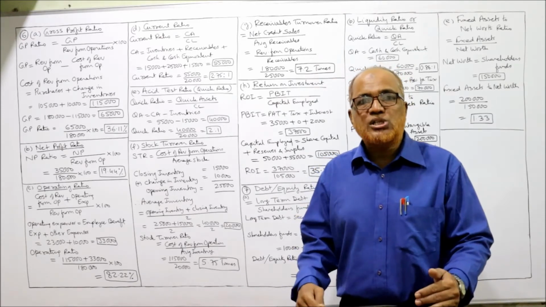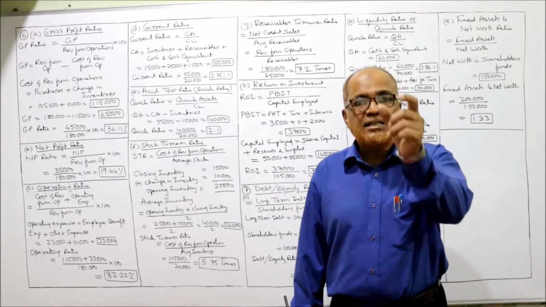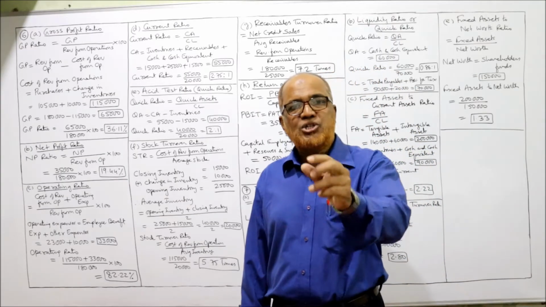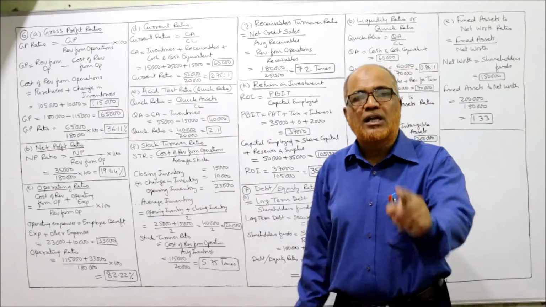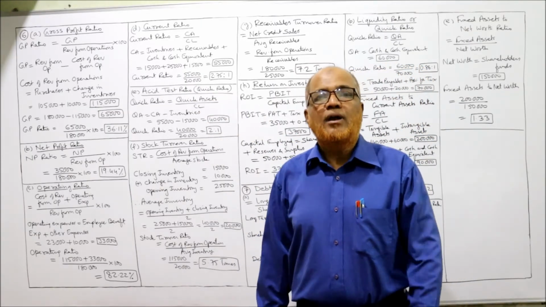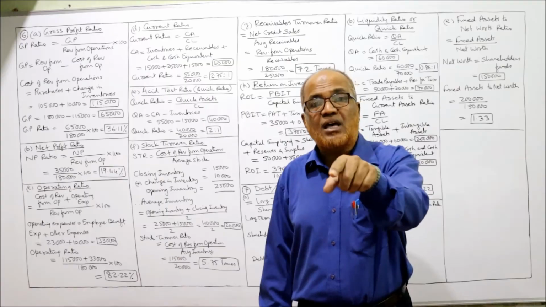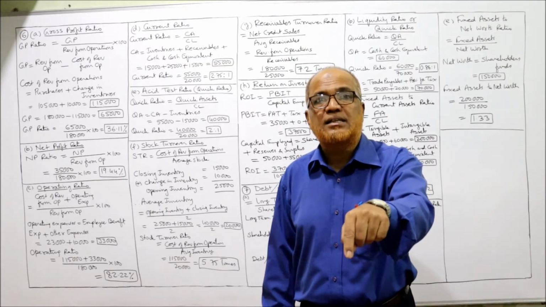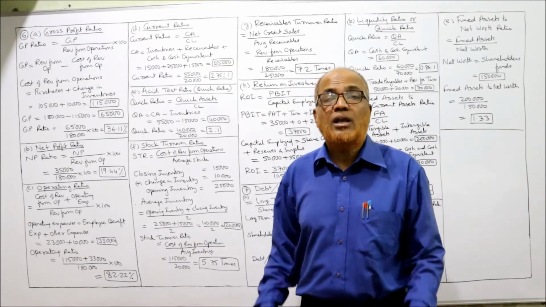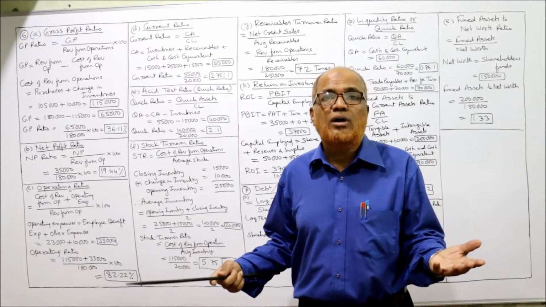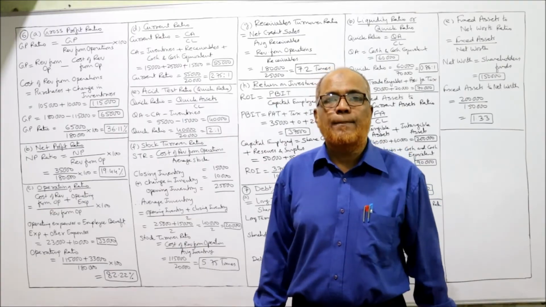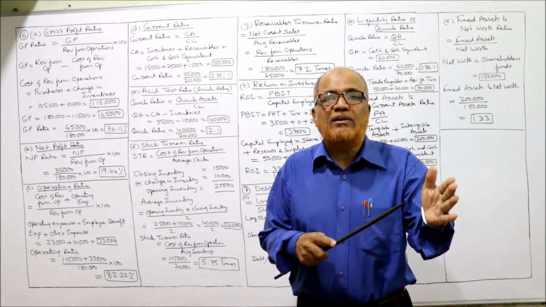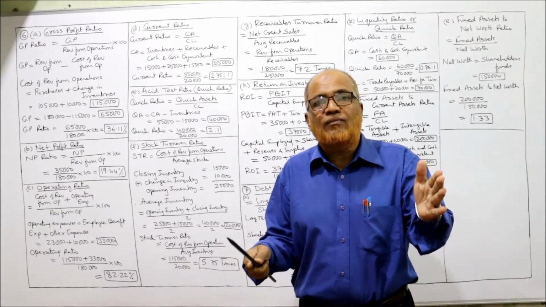So how much is the closing stock? Inventory. See the balance sheet. In the balance sheet, inventories are given 15,000. This is the closing stock. Now this closing stock is 10,000 rupees less than the opening stock. Then how much would be the opening stock? 15,000 plus 10,000, 25,000. Opening stock 25,000, closing stock 15,000.